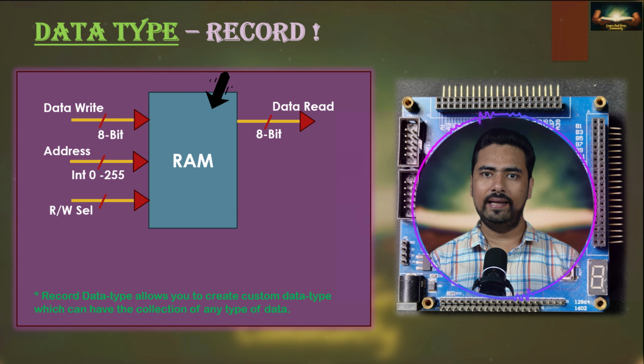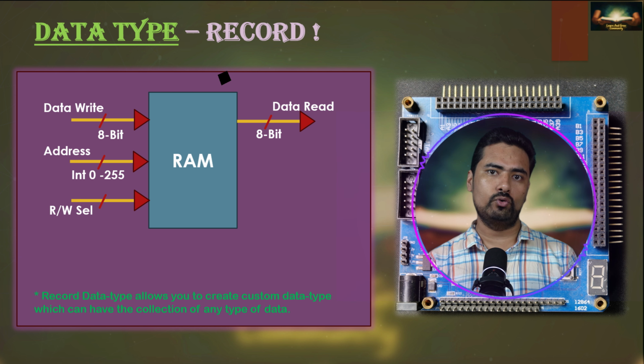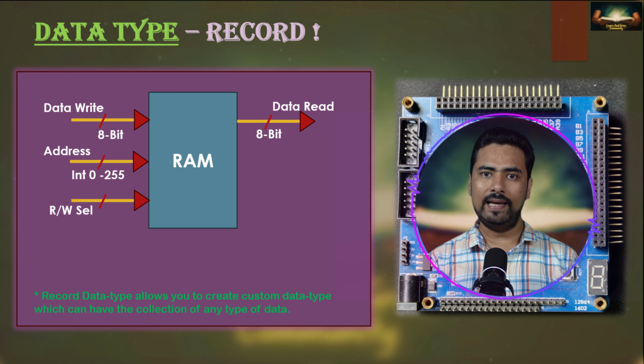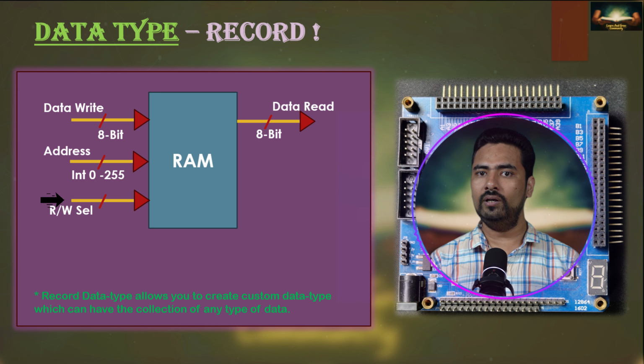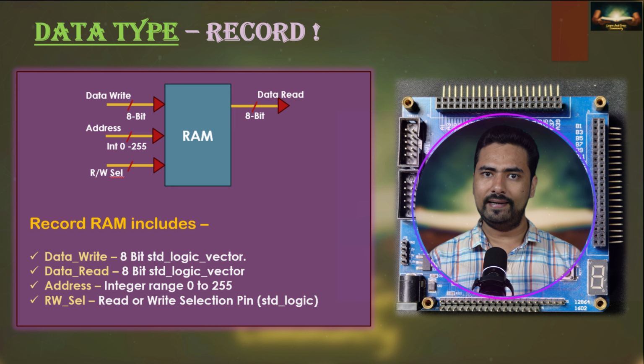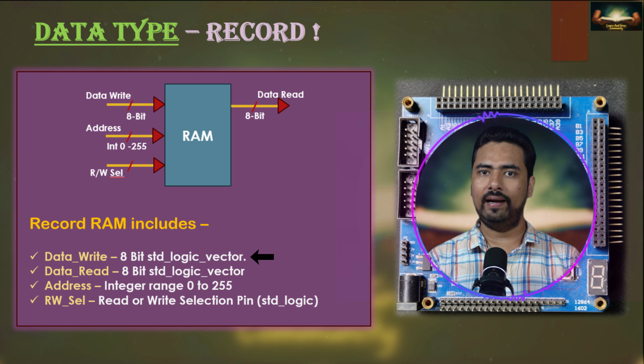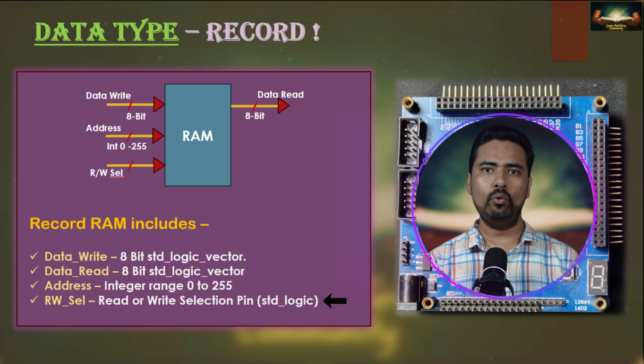Suppose we are designing a RAM module which is acting as a memory element in some high level system. First, let's figure out what we actually need to design a simple RAM element which has 8-bit data lines for reading or writing of data. It has an address line and one read-write select pin. This RAM module has 8-bit data lines. This means that we have two signals of std_logic_vector 7 downto 0, one for reading the data from the memory and another for writing the data into the memory. So it can read 8-bit data from the RAM or write 8-bit data into the RAM, and this will be controlled by the select pin.